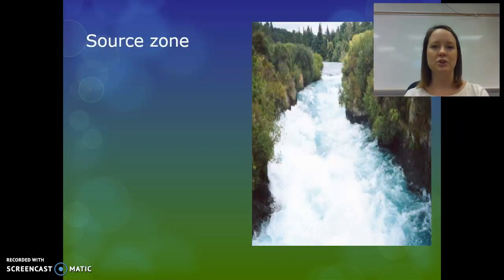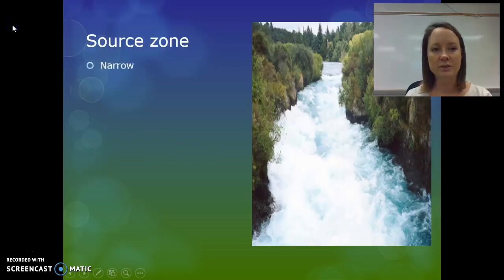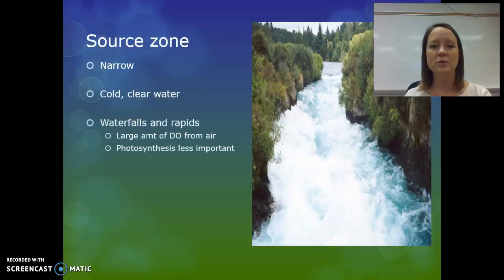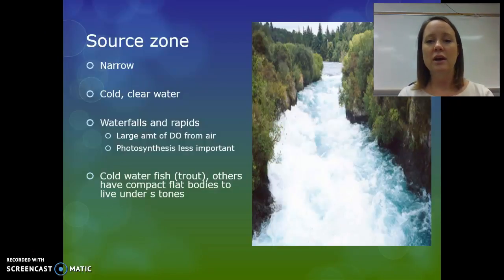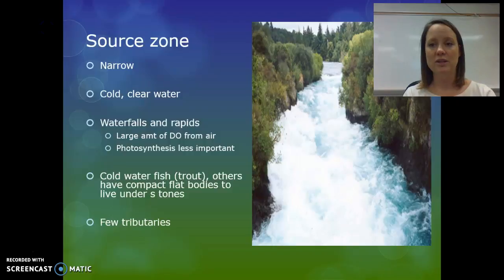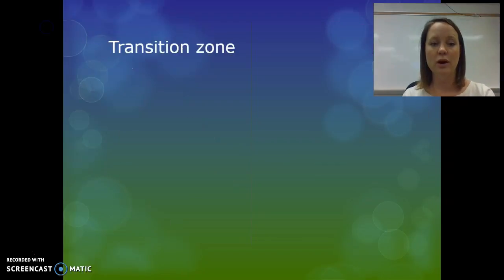So starting with the source zone, these are usually in your higher altitudes formed by snowmelt that runs off into smaller streams that eventually feed into rivers. They're very narrow, clear, cold water that's fast moving, so we see a lot of waterfalls and rapids. Because of this, there are high amounts of dissolved oxygen that comes from the air. So we don't need a lot of plants for photosynthesis, which is a pretty good thing since because of the rapids, you're not going to have very many rooted plants. The fish that live here are adapted to cold water, like trout. Others have flat bodies that can wedge themselves under stones in the moving water.